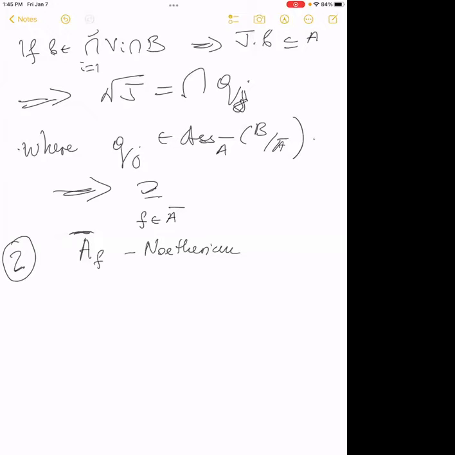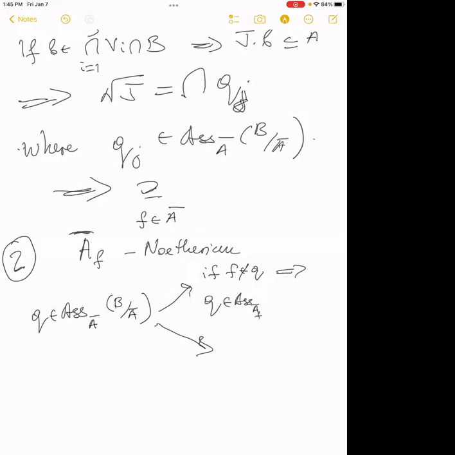And then if you pick an associated prime Q in this quotient, there are two scenarios: either F belongs to Q, or F does not belong to Q. If F does not belong to Q, then Q is an associated prime of A bar localized at F. This is an easy thing to verify.